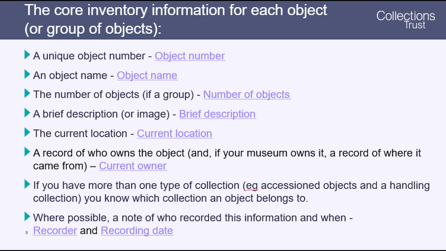If you do not have this information in place, the suggested procedure will take you through the step-by-step way to tackle this. Once you do have the core inventory information in place for the collections in your care, you should be able to maintain it by ensuring the other primary procedures continue to run smoothly and by undertaking regular audit.